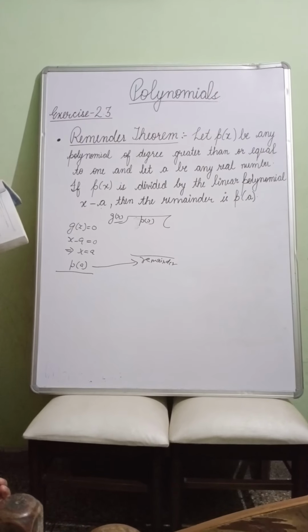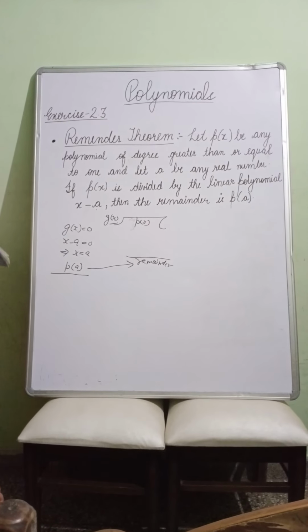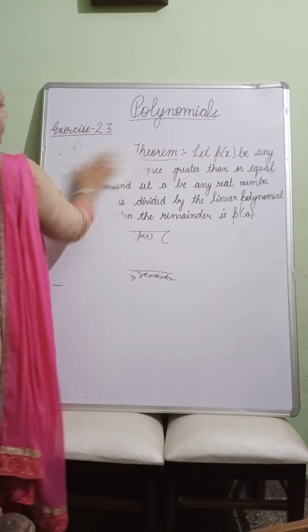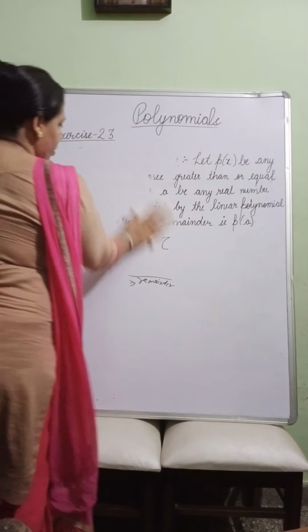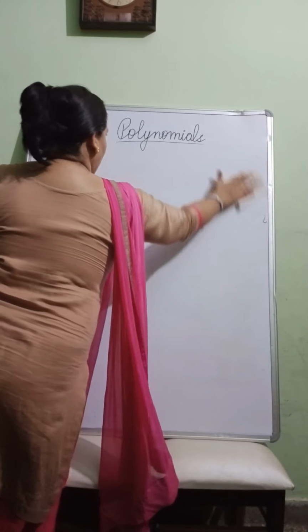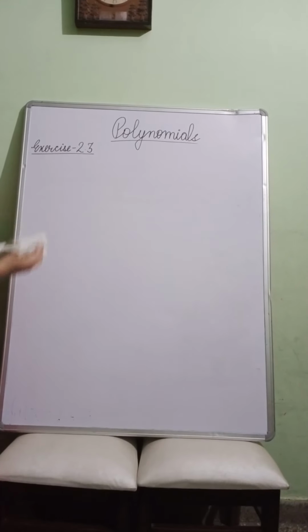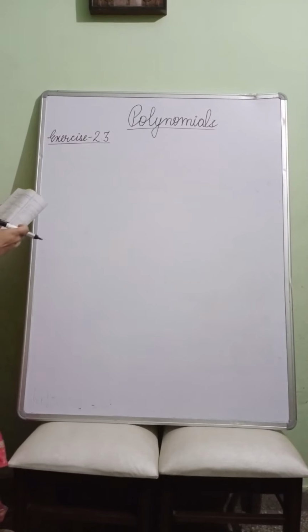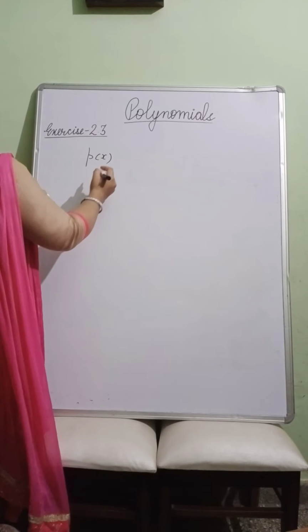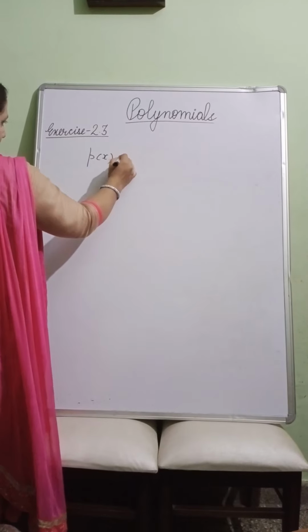Now we will start our question. Our first question, in this question we have to find out the remainder. There are two methods for finding the remainder. First, simply by division method you can find out, but I will explain that method later. Second method, by remainder theorem you can find out the remainder.